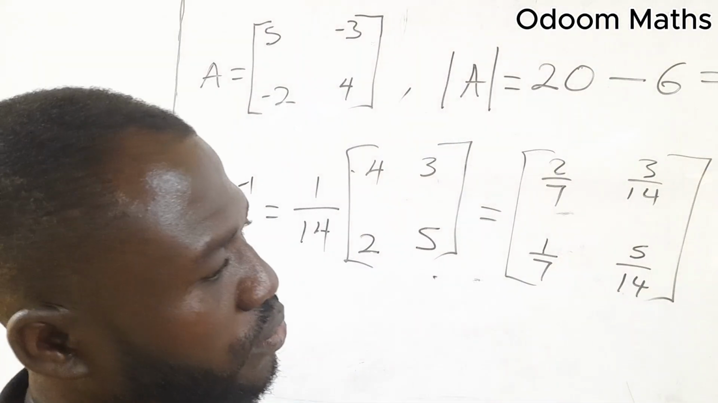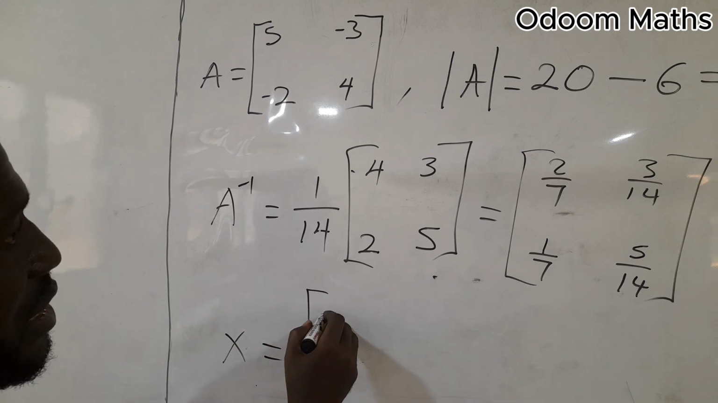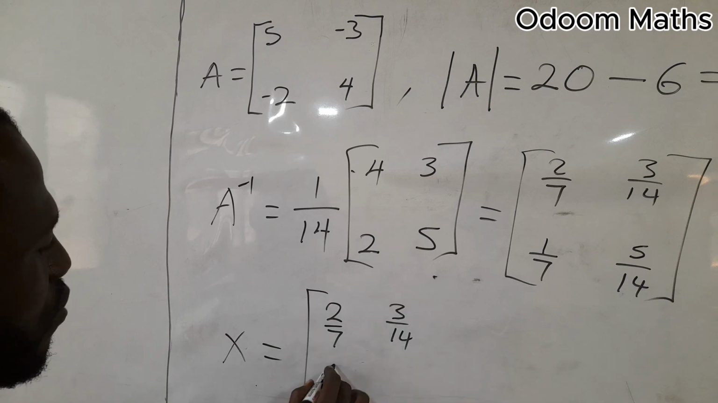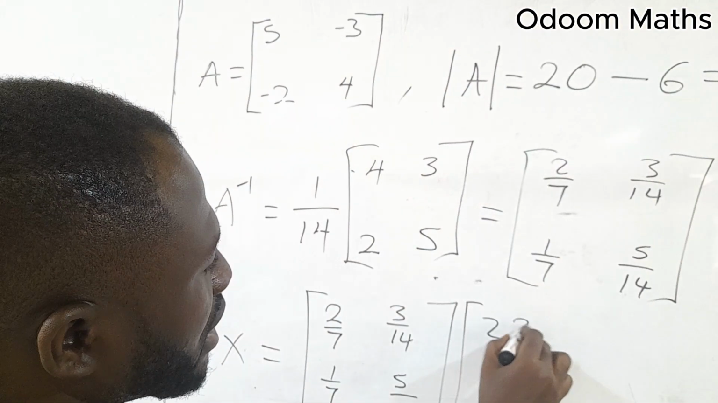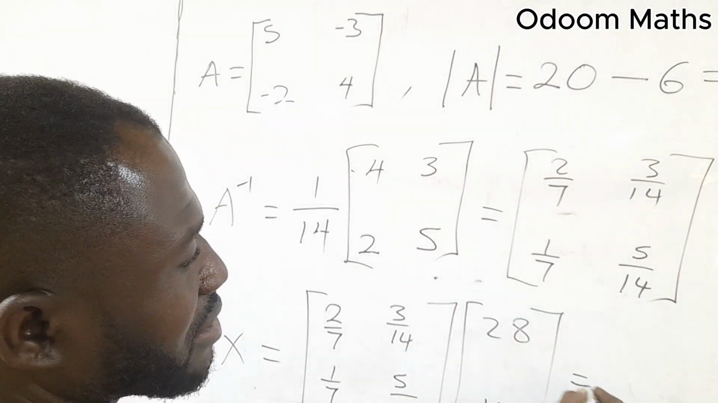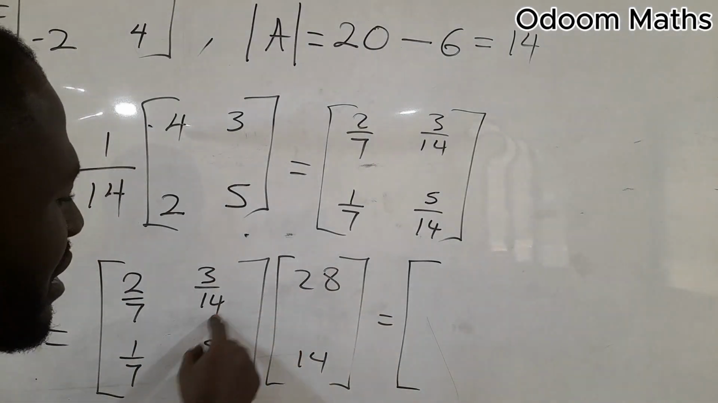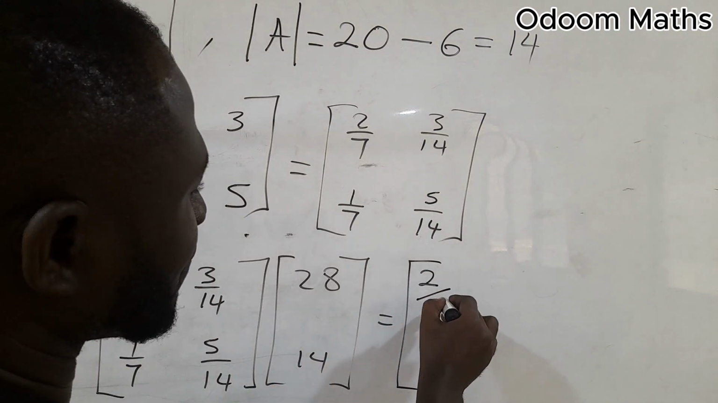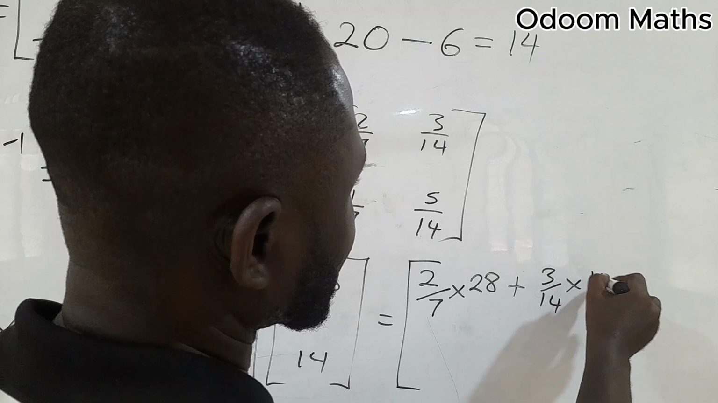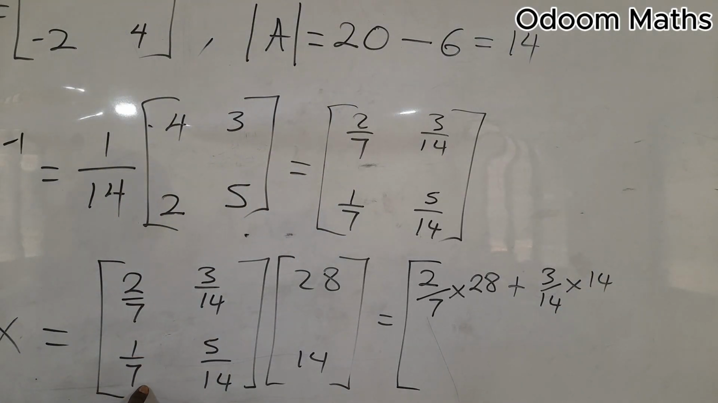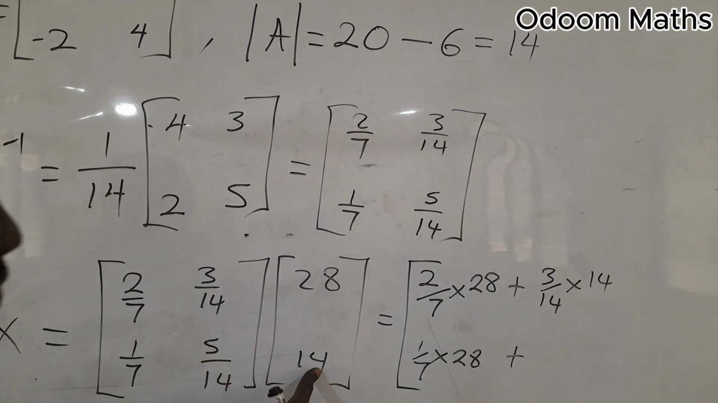Okay, so we need to multiply it by B to get the value of X. So X is now equal to the inverse of A, which is 2 over 7, 3 over 14, 1 over 7, 5 over 14, multiplied by the matrix B, which we already know to be 28, 14. Okay, so now let's multiply. This is 2 over 7 times 28 plus 3 over 14 times 14. Then 1 over 7 times 28 plus 5 over 14 times 14.